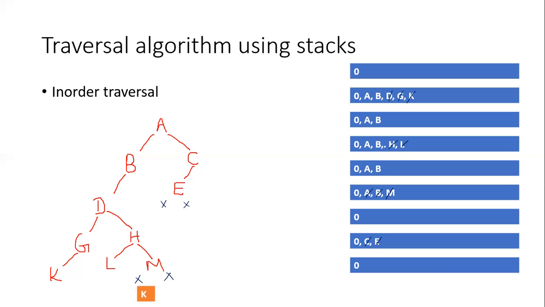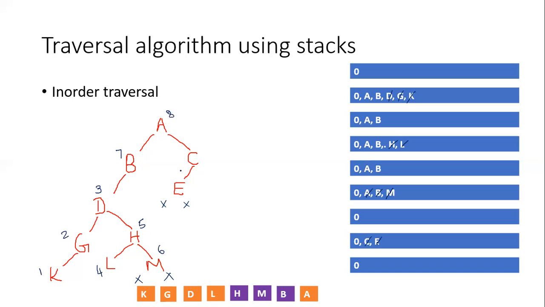Okay. So finally, if you look into it, the first node to be accessed in an Inorder traversal is the K node, the second one is the G node, the third one is the D node, the next one is the L node, the next one is the H node, and next it's going to be the M node. After M node, the next one is the B node, then the A node, then the E node, then the C. So that is how the Inorder traversal algorithm functions.